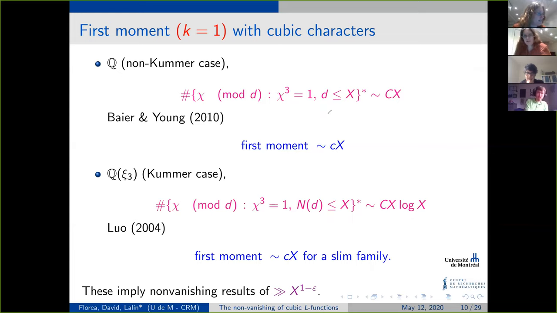And these results will imply the same kind of quality of non-vanishing results. So nothing new there.